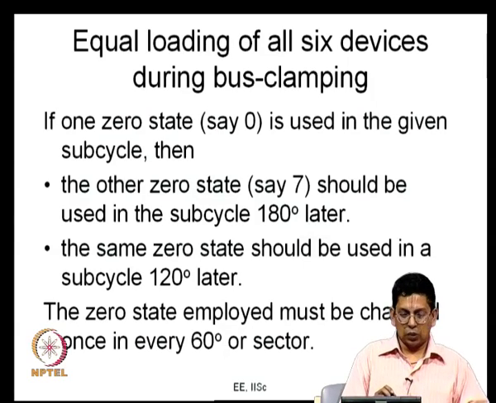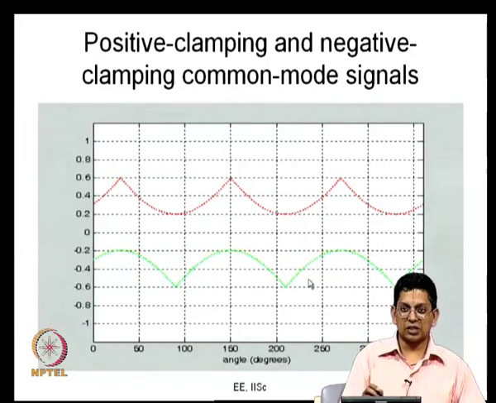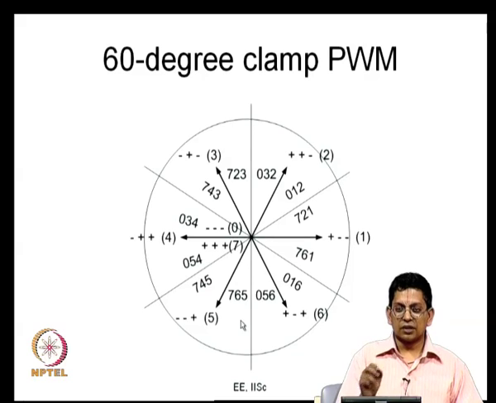That is the rule. Now, earlier we can say that you should follow this for 60 degree and follow this for 60 etc. Now, I am just trying to put that idea in terms of 0 state. The 0 state must be used once in every 60 degrees. And how are you going to do that? One example is the 60 degree clamp. We are going to change the 0 state in every 60 degree.